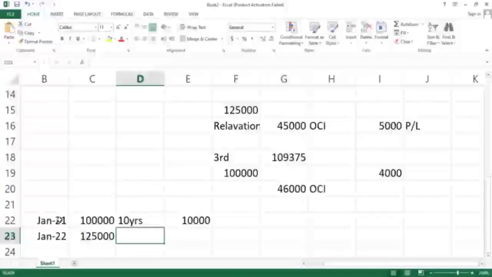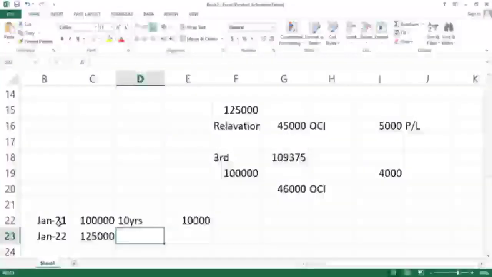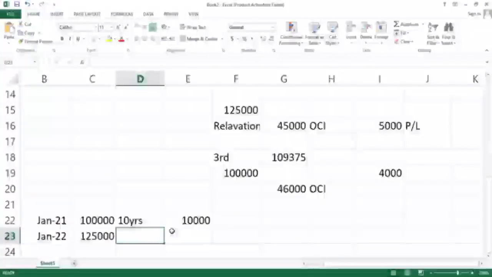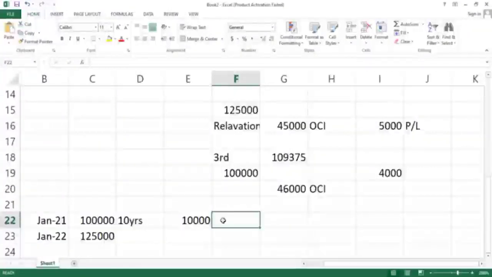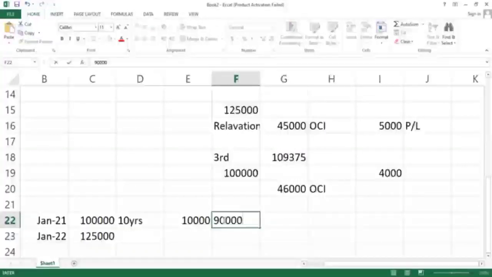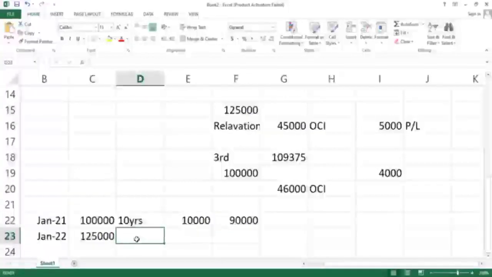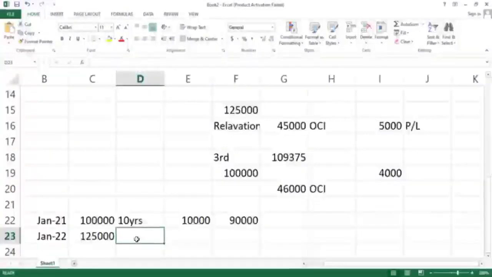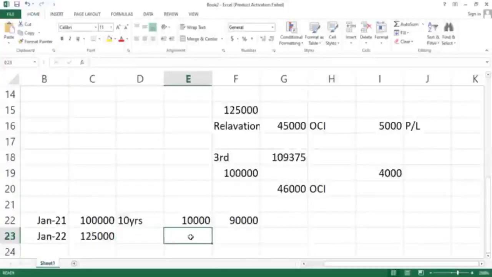So from January 2021 to December 2021, what will be the current value of the asset? 90,000. It will be 90,000, which will still be the same as the opening balance for January 2022, isn't it? Yes. So if you are revaluing the asset at the beginning of January 2022, what should be the gain? What should be the increment? 35,000. It should have been 35,000.